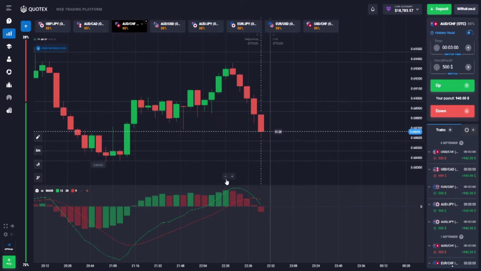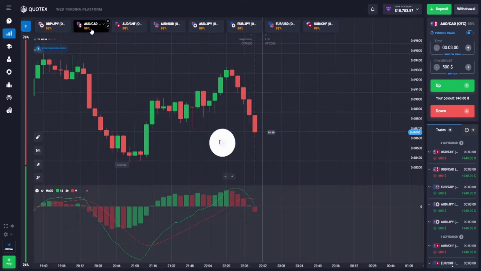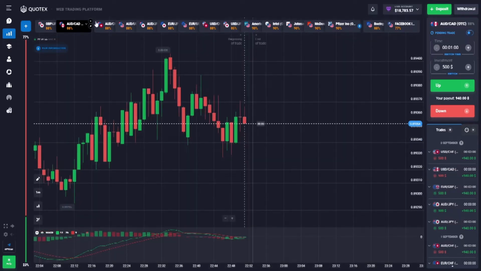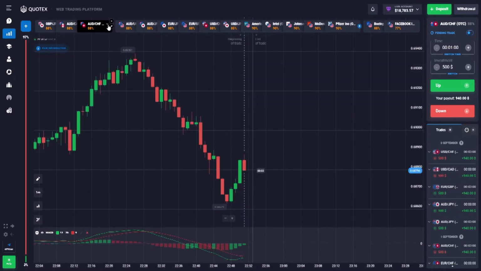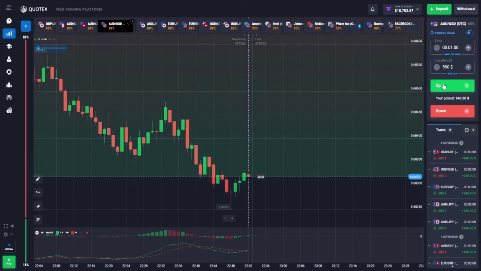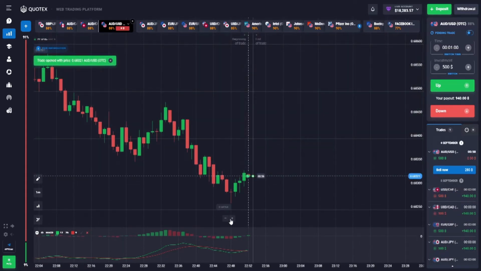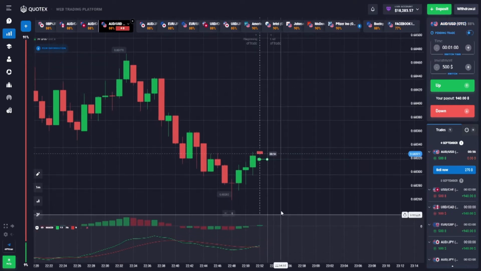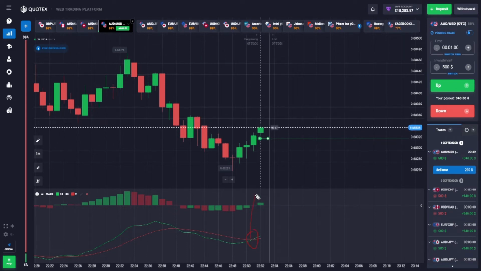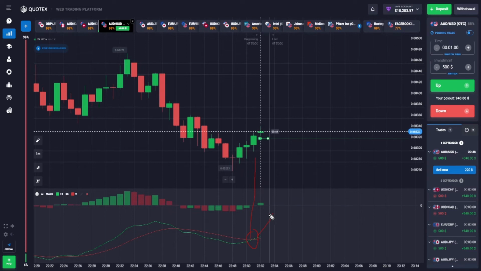Okay guys, let's just start trading. Okay, here, just open the position up for 1 minute. Here I see that the green line and the red line have crossed upwards, and I immediately open an upward position for 1 minute.